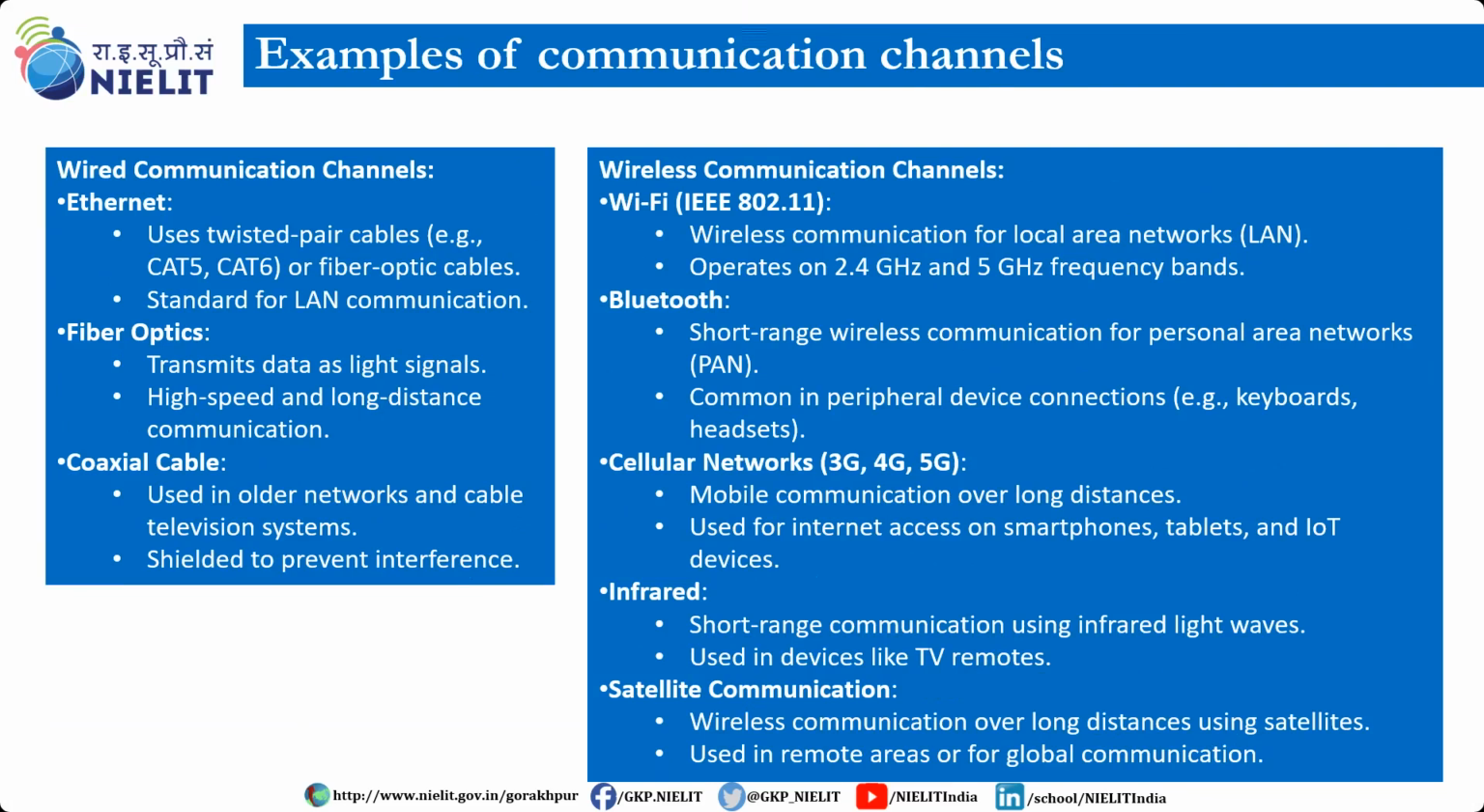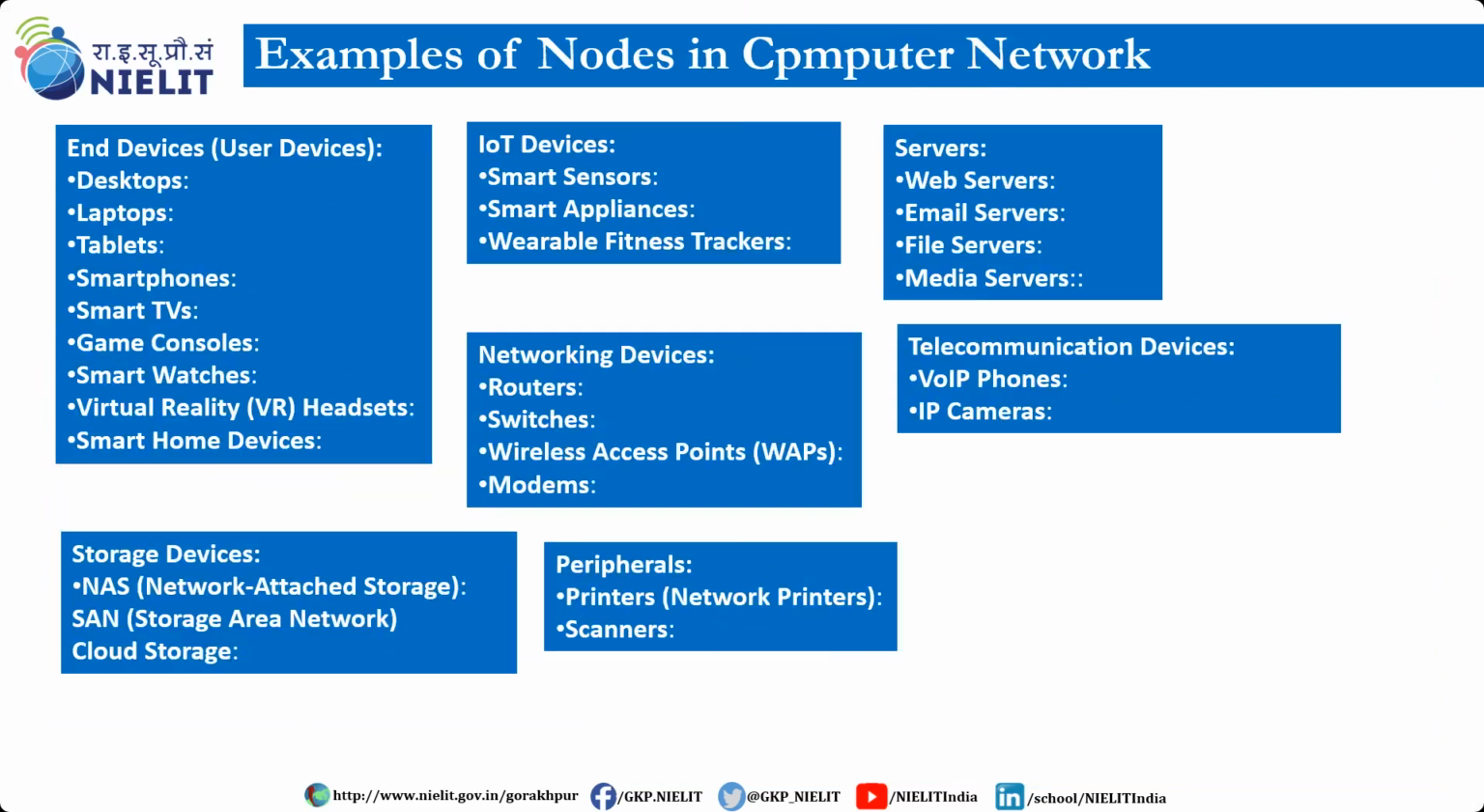Then cellular networks are there, 3G, 4G, 5G. Then infrared communication can also be used for short range communication using infrared light waves. The most common example is our TV remote, which uses infrared communication, and some smartphones, laptops or desktop devices have an infrared module for communication based on infrared signal. Then satellite communication is there. So these are the different communication channel examples.